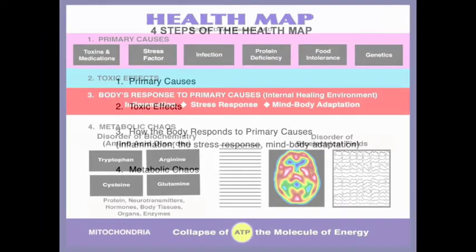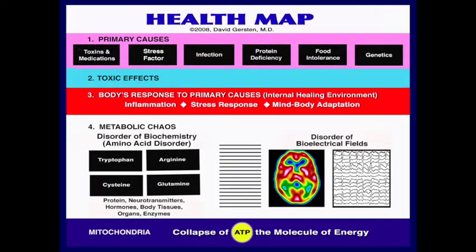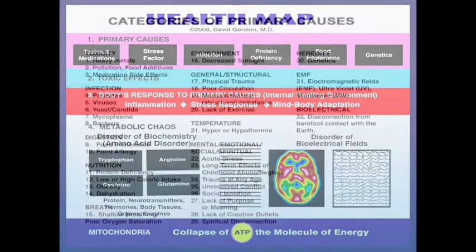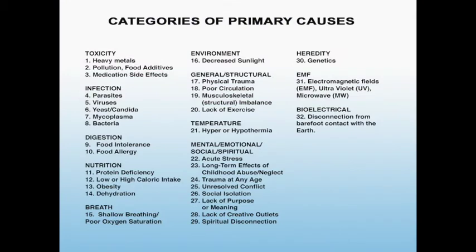Now let's dive into level 1, which has to do with primary causes. Some of the main primary causes are infection, toxicity, protein deficiency, stress, and genetics. I've outlined 32 categories of primary causes, so take your time reviewing each item. For now, let's look at the main categories.